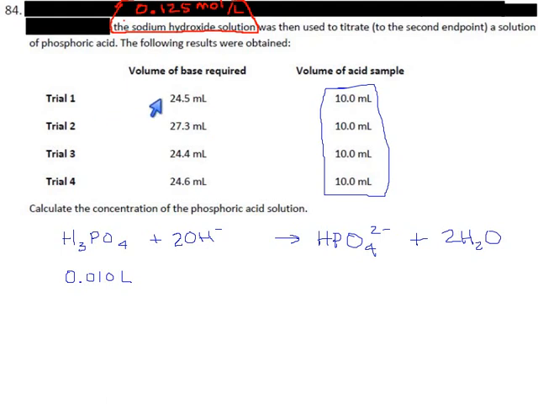The volume of our base, well, we have 24.5, 24.4, 24.6, and then this thing, which is way different from the others. I declare this an outlier, and I think it was probably a mistake. We will exclude that one. Averaging the other three gives us 24.5 milliliters, 0.0245 liters.